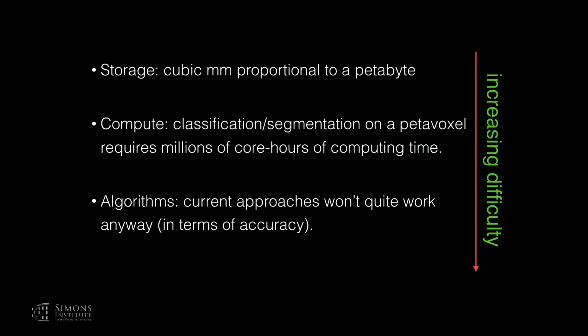Compute, that's a more significant issue. So if you want to run a convolutional network on every pixel of a trillion voxel data set, you've got to think about how you're going to do that and whether there's ways to make it more efficient and so on. I'll talk a little bit more about that in a couple of slides.